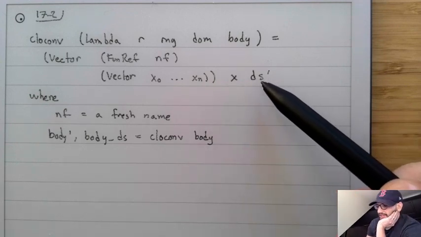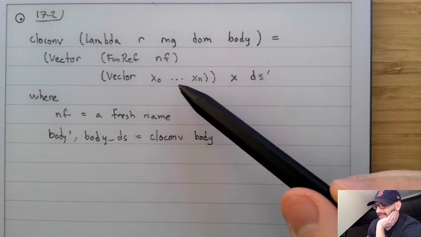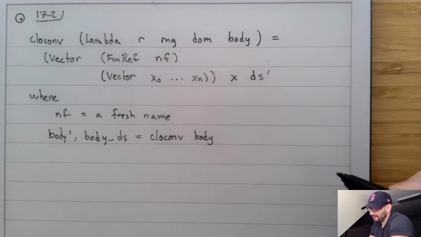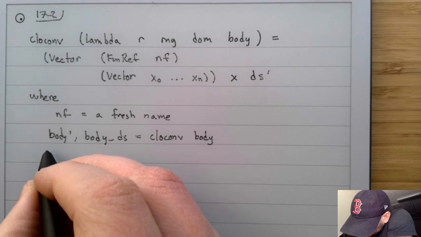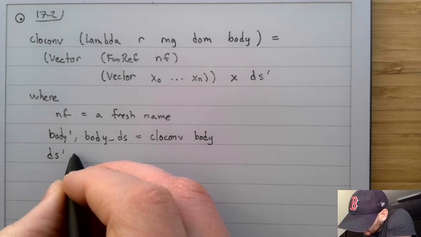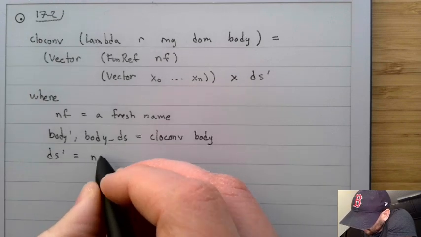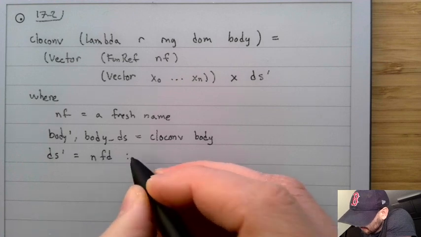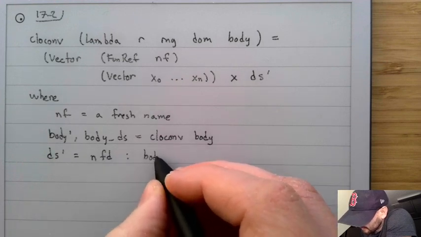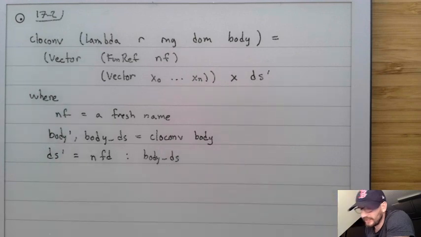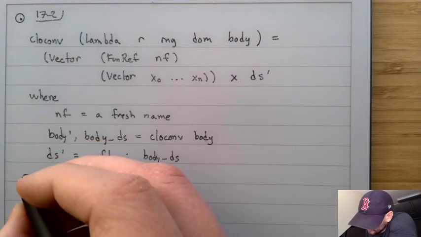How do we get definitions prime, and how do we get x0 through xn? Well, definitions prime is going to be the new function definition combined with the body definitions, because we're going to add one more additional function. Now, what's the new function definition?